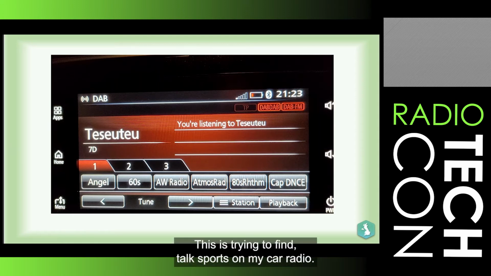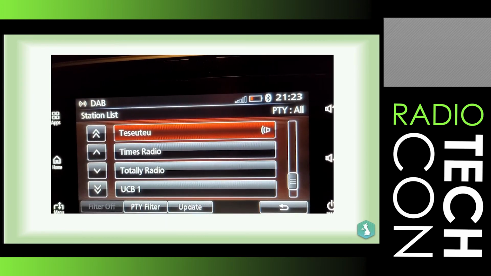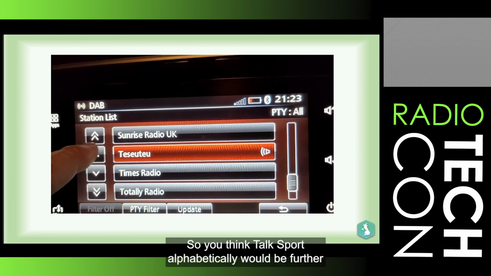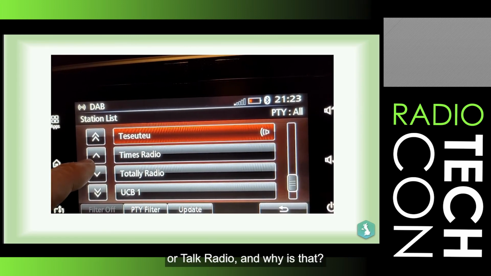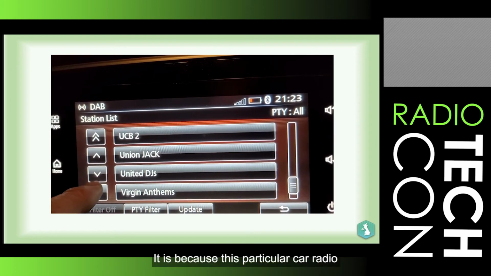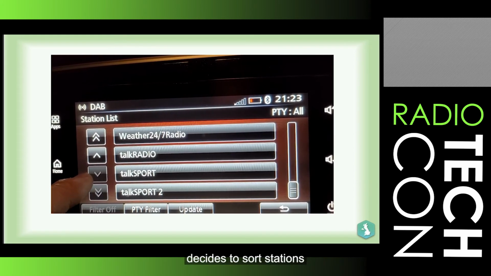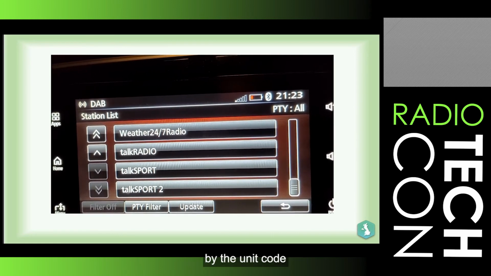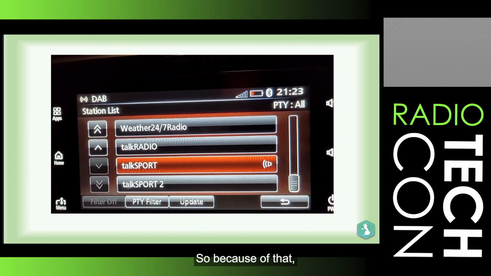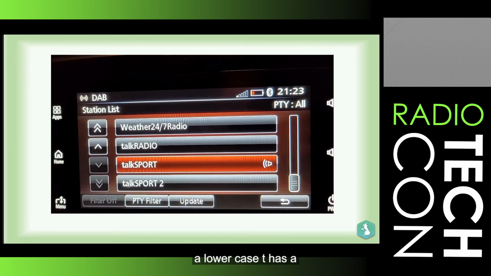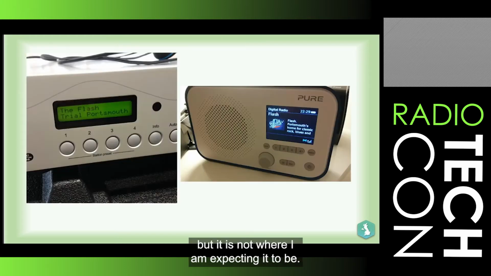Here's a fun one. This is trying to find TalkSport on my car radio. You think TalkSport alphabetically would be further up the list, but no, there's no TalkSport, TalkSport 2, or Talk Radio. And why is that? Well, it's because this particular car radio decides to sort stations by the Unicode character order. Because of that, a lowercase t has a larger value than a capital T. So TalkSport actually is there, but it's not where I'm expecting it to be.